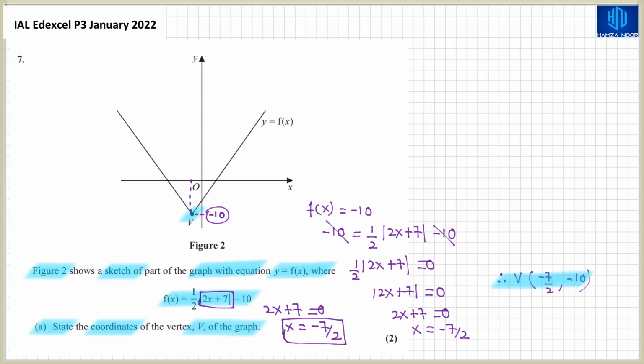You will get complete marks when you state the coordinates of V in the form of x comma y. At this point, x is equal to minus 7 over 2, and the least value of the function occurs, which is minus 10, as you can see here, since the multiple transformations are applied to the graph of y equals modulus of x. Now let's move on to part B on the next page.